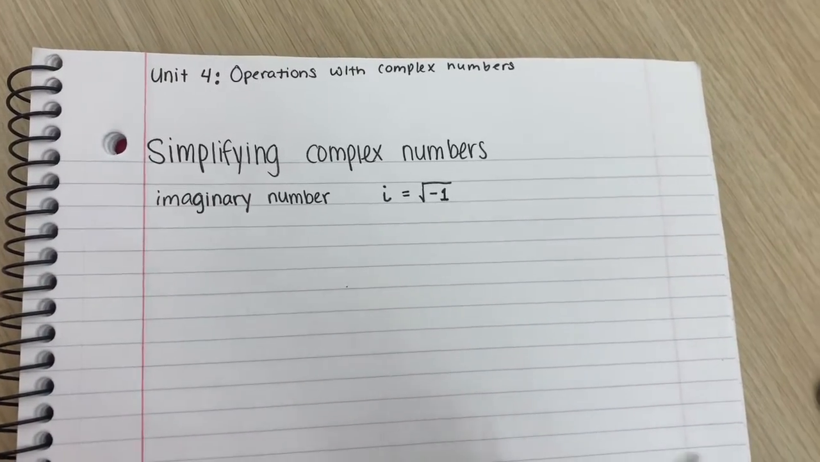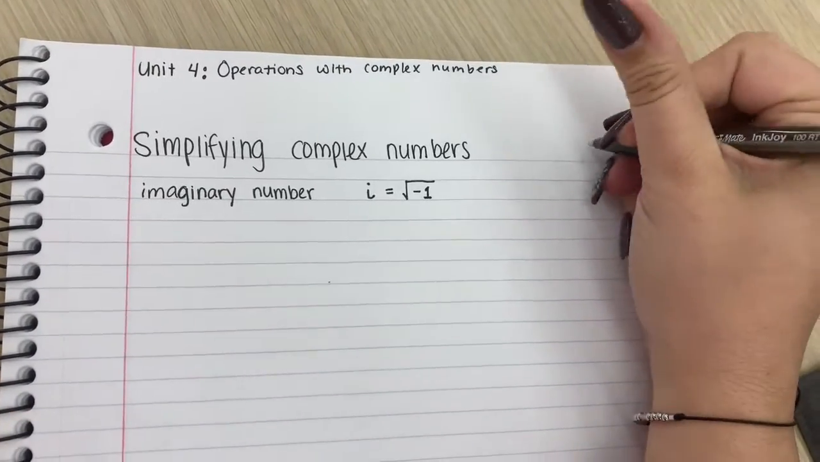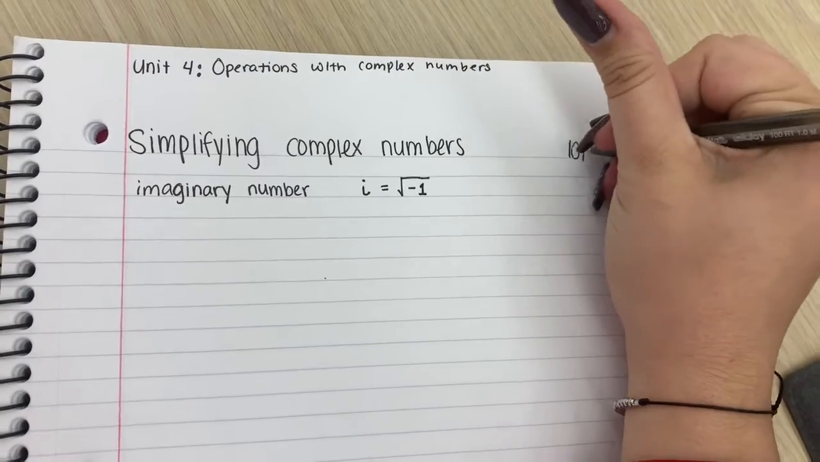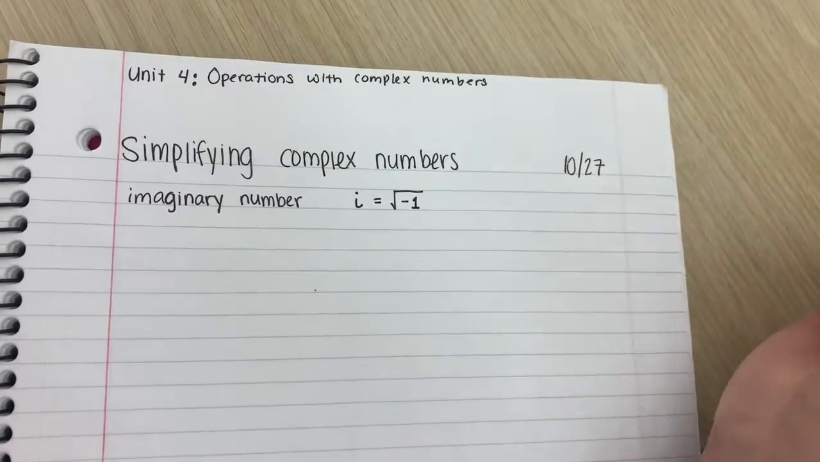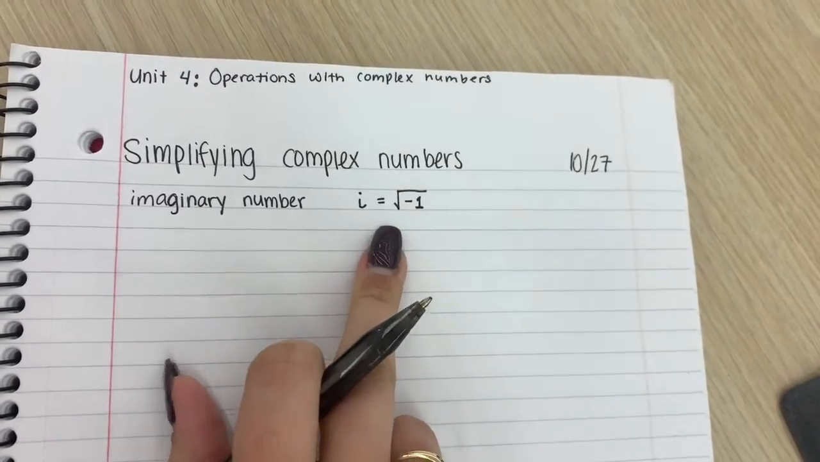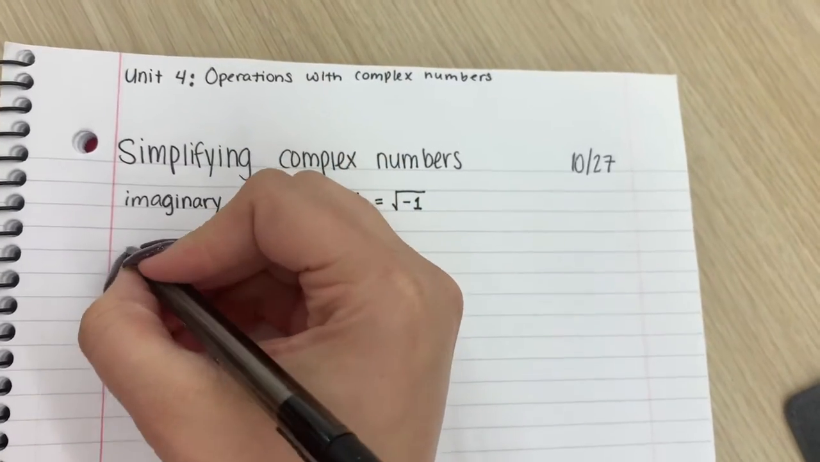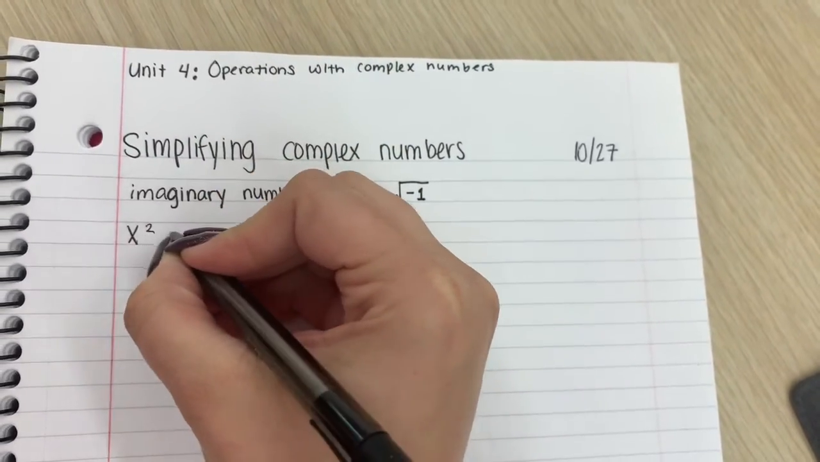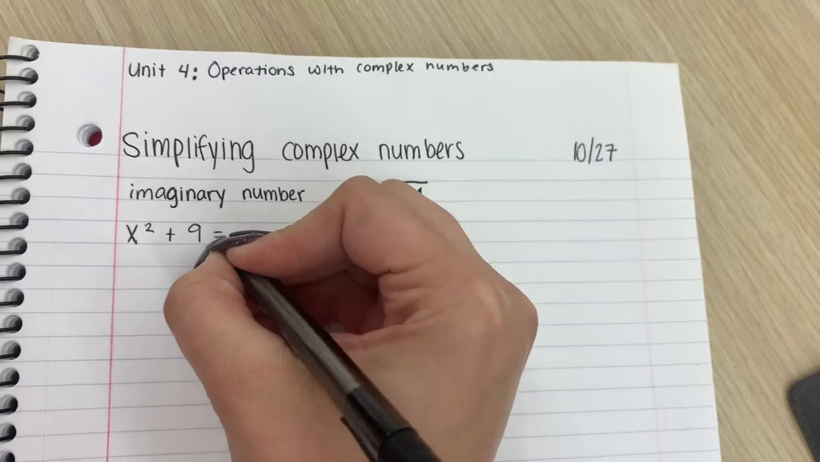Hello, hello. So today we're going to talk about simplifying complex numbers. We're also going to talk about adding and subtracting and multiplying complex numbers. So first we need to know what that is. The best way I can show you what an imaginary number is is through an example.